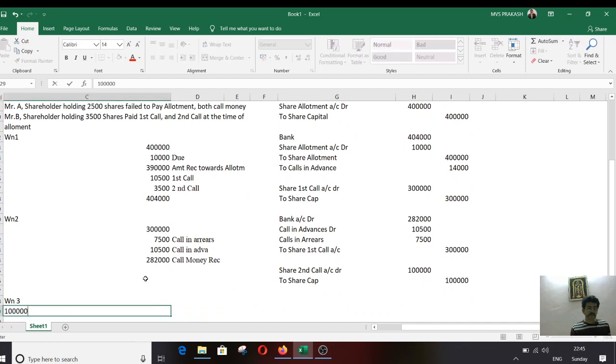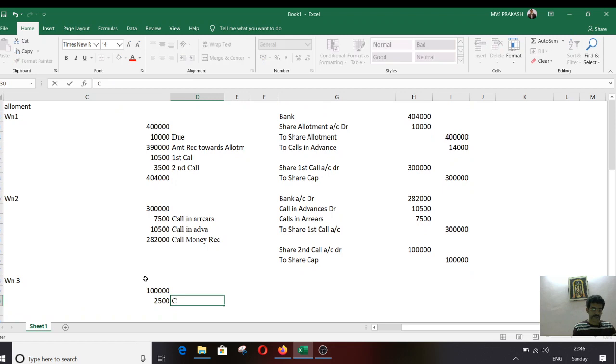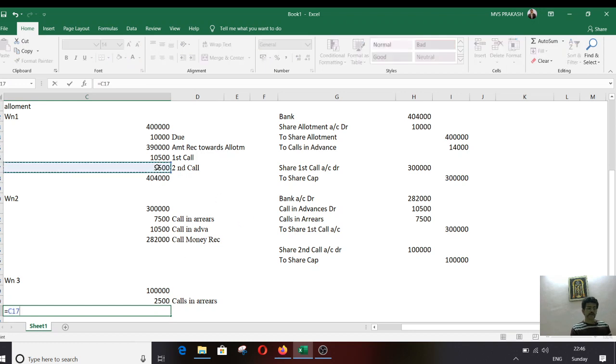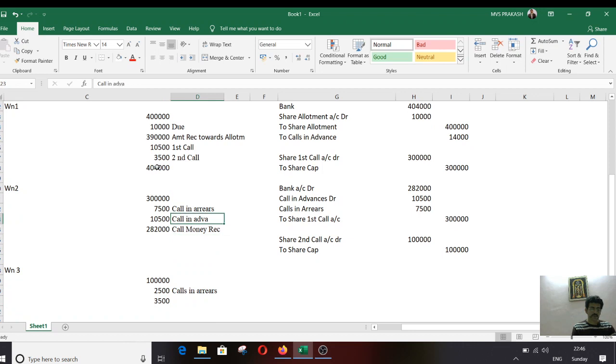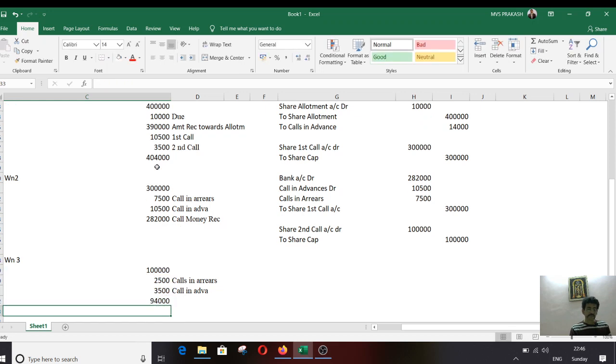What is your working note number 3? You are supposed to receive 1 lakh, of which a shareholder holding 2,500 shares failed to pay the allotment money, failed to pay the first call money, failed to pay the second call money of 1 rupee. So this 2,500 is something called calls in arrears. Now already I had received 3,500 in terms of advance. So I will call this calls in advance. So ultimately how much amount you have received? 1 lakh minus 2,500 minus 3,500 is going to give you 94,000.